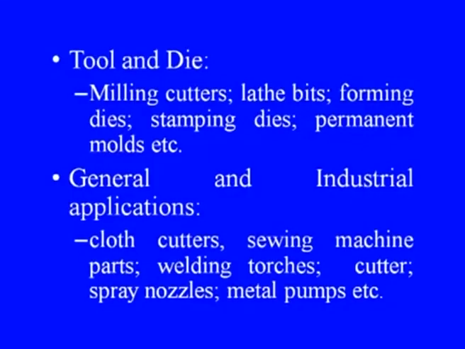The parts required in tool and die making are also produced using this process, which include milling cutters, lathe beds, forming dies, stamping dies, permanent molds, etc. And some general and industrial applications like cloth cutters, sewing machine parts, welding torches, cutters, spray nozzles, metal pumps, etc. Now, let us see the types of wax.